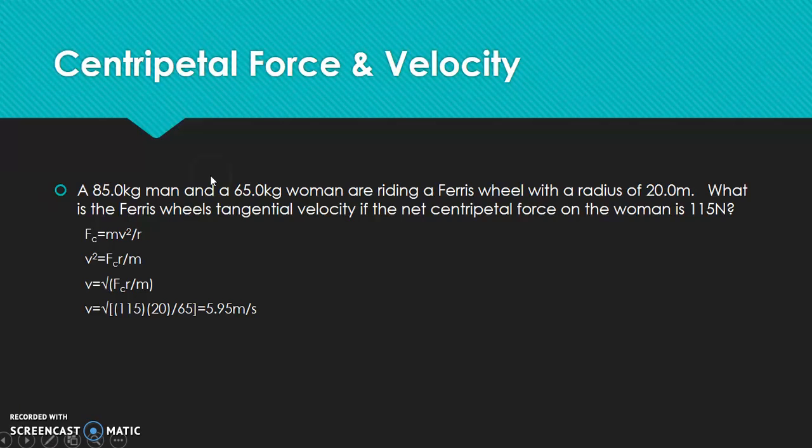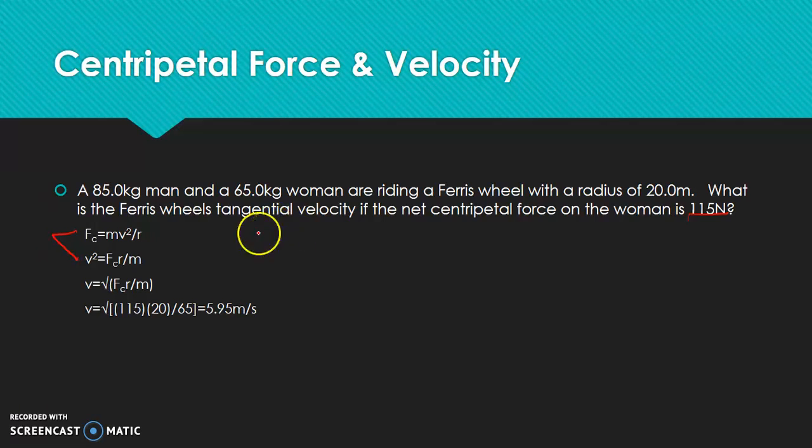All right, this was the most missed question for centrifugal force and velocity. It states an 85.0 kilogram man and a 65.0 kilogram woman are riding a Ferris wheel with a radius of 20.0 meters. What is the Ferris wheel's tangential velocity if the net centrifugal force on the woman is 115 newtons? All right, so think about the two formulas that we know about centrifugal force. We talked about them actually earlier in the one-dimensional kinematic unit as well. I'm sorry, the two-dimensional kinematic unit.